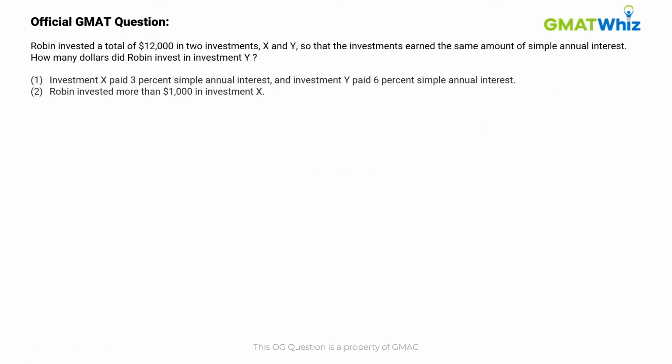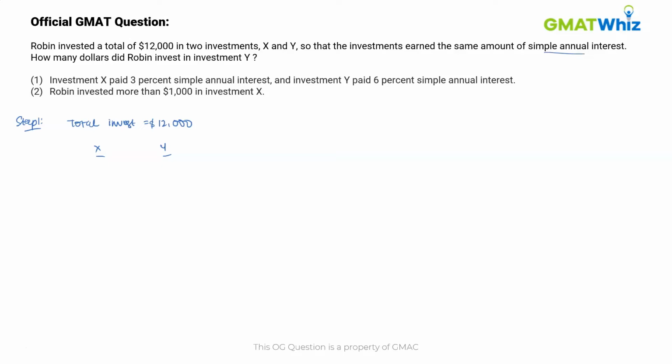In this question, we are given that Robin invested a total of $12,000 in two investments X and Y. So, the total investment is equal to $12,000 that he invested in X and Y.